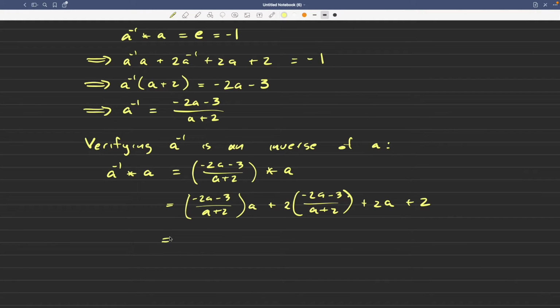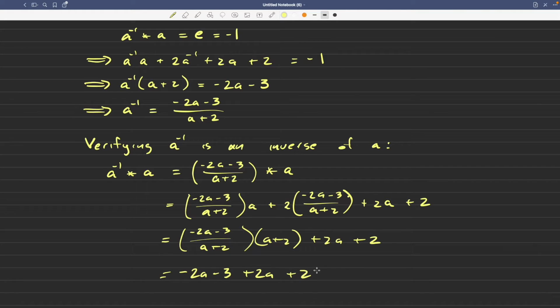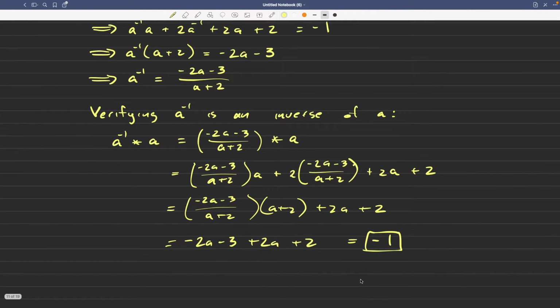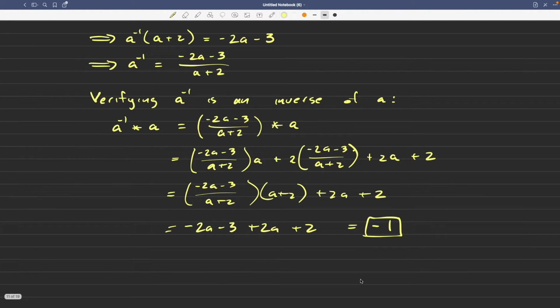Let's see. Well, one thing I can do is factor out the A inverse term, which is here and here. If I factor that out of the first two terms, I get negative 2A minus 3 over A plus 2 times A plus 2. Then I get plus 2A plus 2. Notice that those A plus 2's cancel here, leaving me with negative 2A minus 3. Then I have a plus 2A and a plus 2, and that all boils down to just negative 1. So yes, we have found our formula for the inverse. Cool.